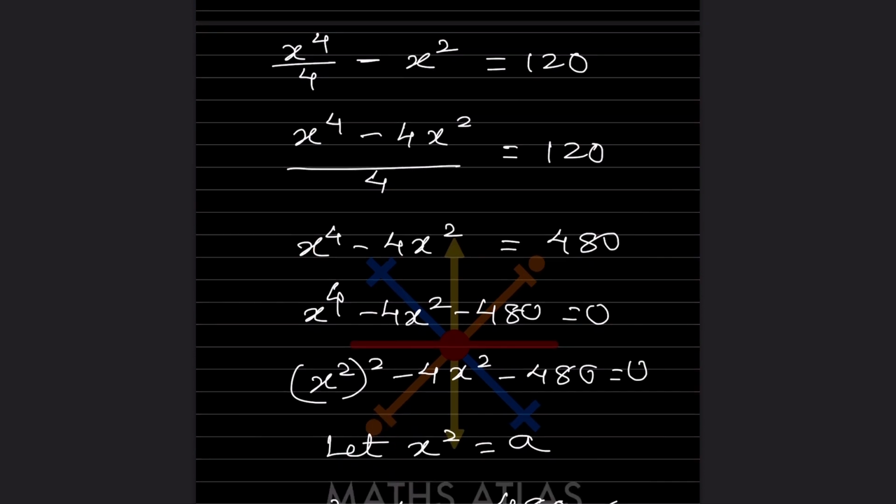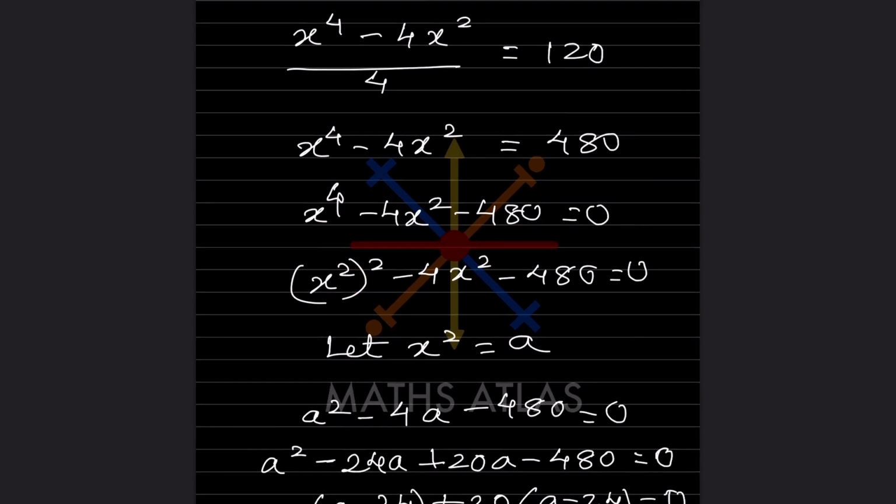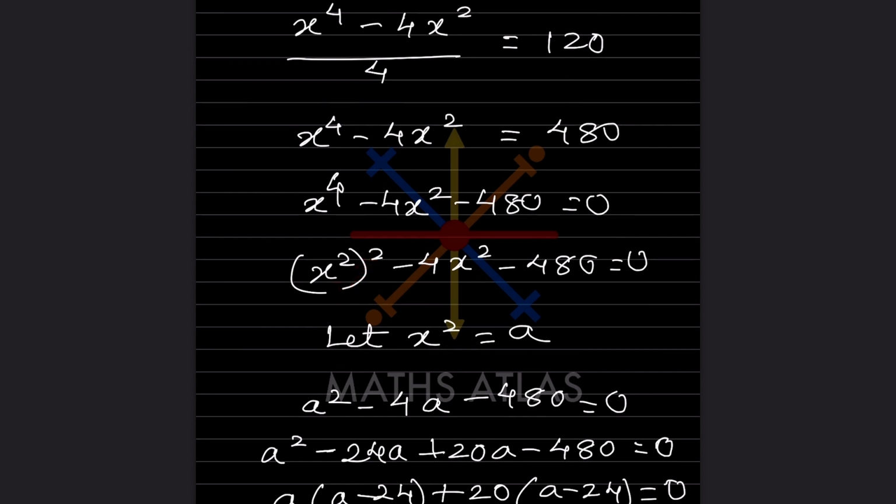Now you can also write this as x square whole bracket square. Let us consider this x square as a, because we don't have a direct formula for this one. So this will be a square, the 4 as it is, and x square is a, so we keep it as a, and the rest is the same.